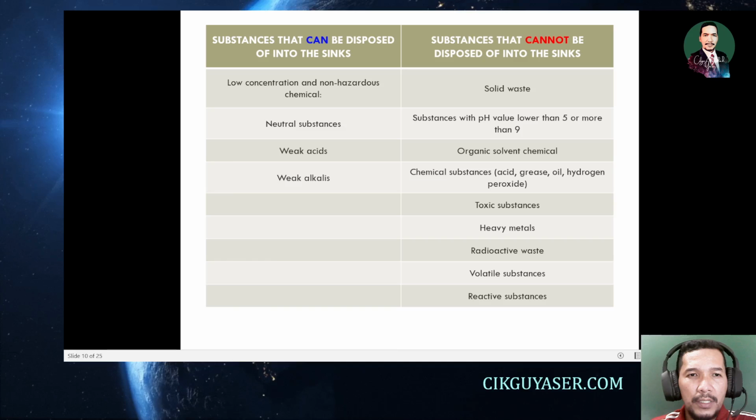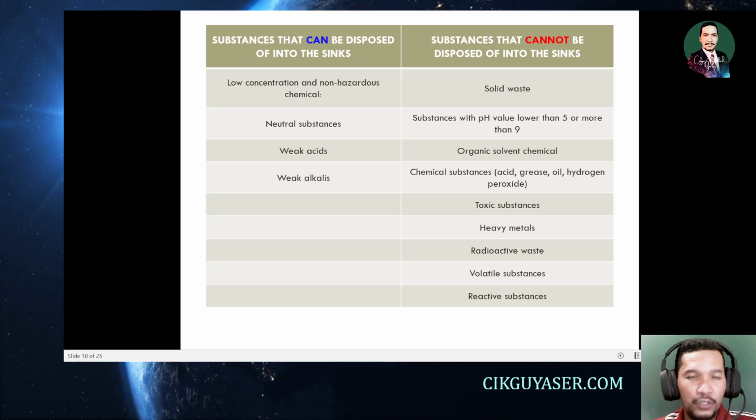Okay, let's see what is the substance that can be disposed into the sink. It is usually a substance or chemical with low concentration and non-hazardous substance. For example, we have a neutral substance such as water, distilled water, and weak acid, and also weak alkalis.